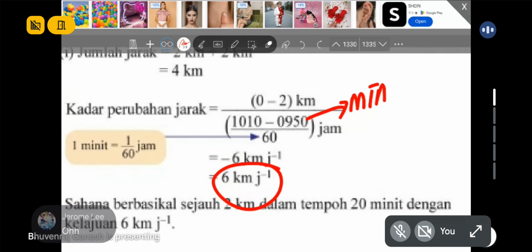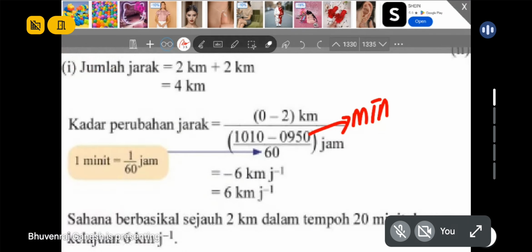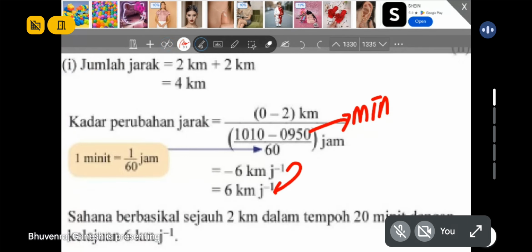Okay, understand, Jerome? Get it, and also the rest. And make sure negative change to positive, because speed laju tu kena positive saja. Okay, so this is the concept.